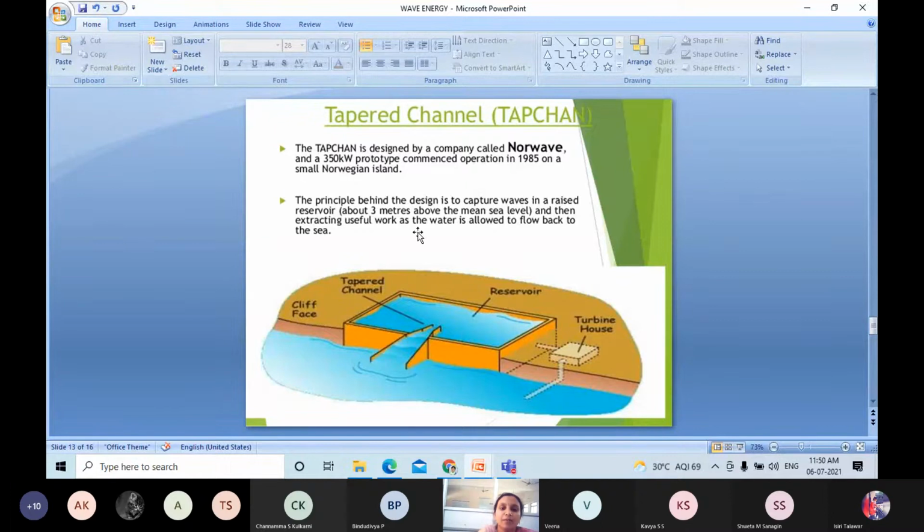This is the principle. It will capture waves in a raised reservoir and extract useful work as the water is allowed to flow back again to the sea. Here it will flow back normally to the sea. It will extract energy from here and go to the turbine. Whatever is left, it will allow to flow back to the sea.